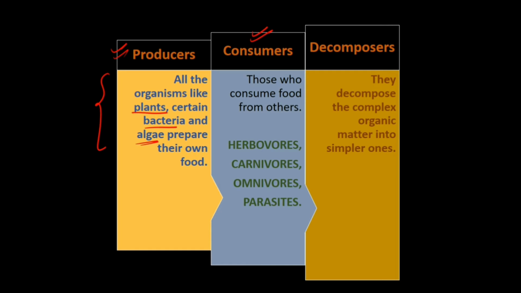The next one is consumers. Consumers means those organisms who consume their food from the producers. Either they are directly dependent on producers or indirectly they are dependent on them. So the herbivores, omnivores, carnivores, parasites, all of these organisms which we term as heterotrophs are dependent on the autotrophs. Then the last one is decomposers. They actually break down the complex organic matter into the simpler ones. Examples are bacteria and fungi, right? Let's see all of these things in detail.